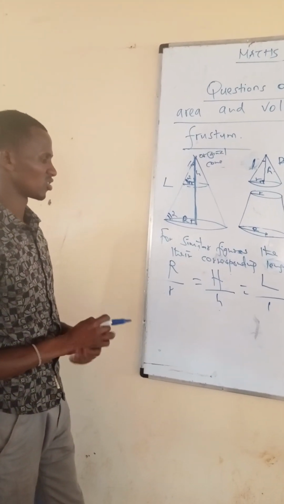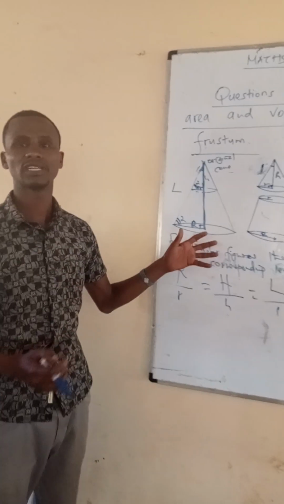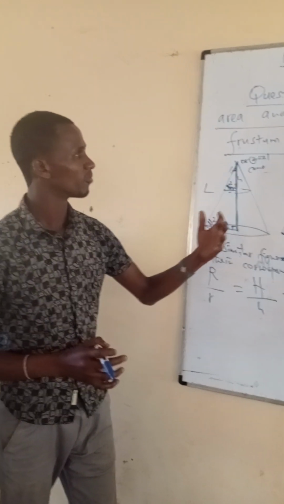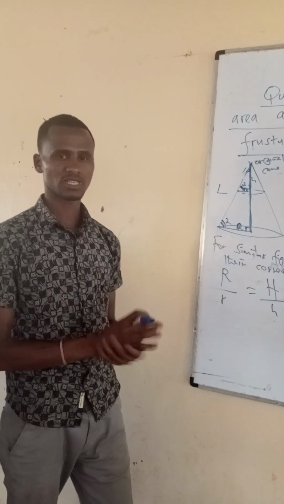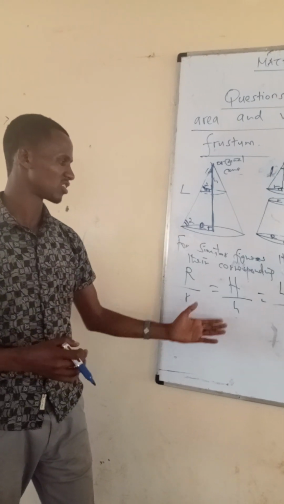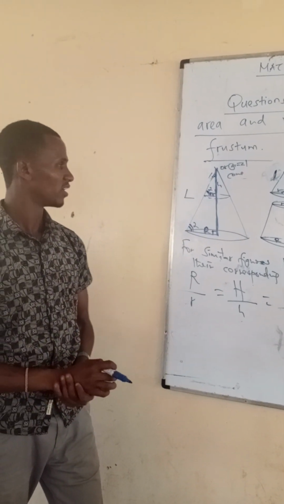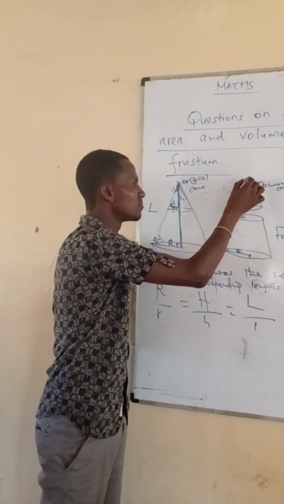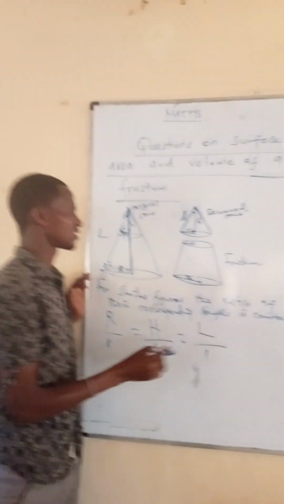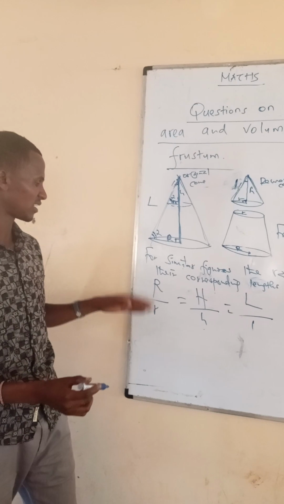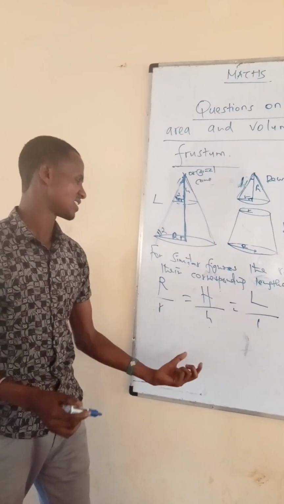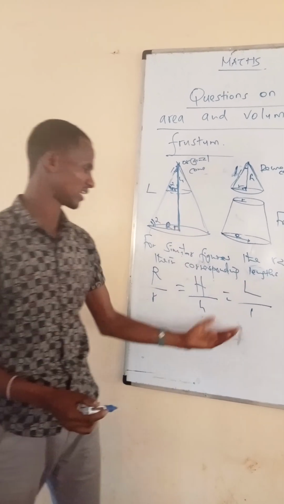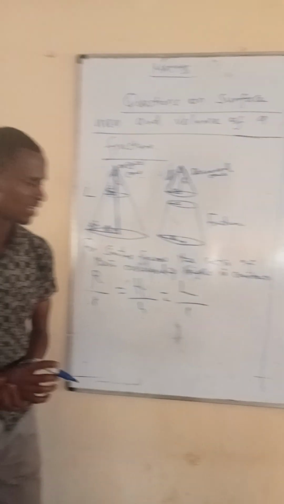That's one thing that we need to understand, because it will help us to calculate the unknown dimensions later when we will be solving questions to do with frustums. This is what normally students fail to understand. So remember that the original cone is similar to the smaller cone. And bigger radius divided by smaller radius is equal to bigger height divided by smaller height, which is equal to bigger slanting length divided by the slanting length of the smaller cone.